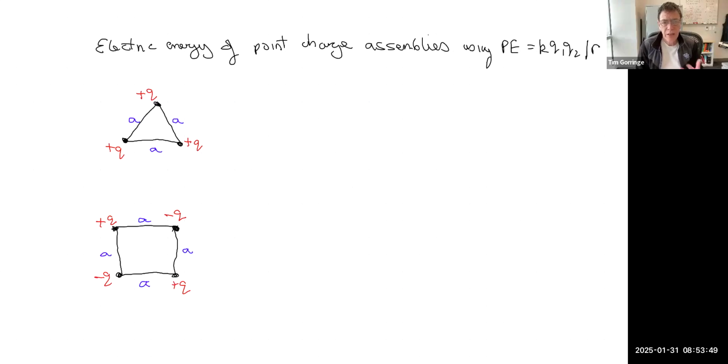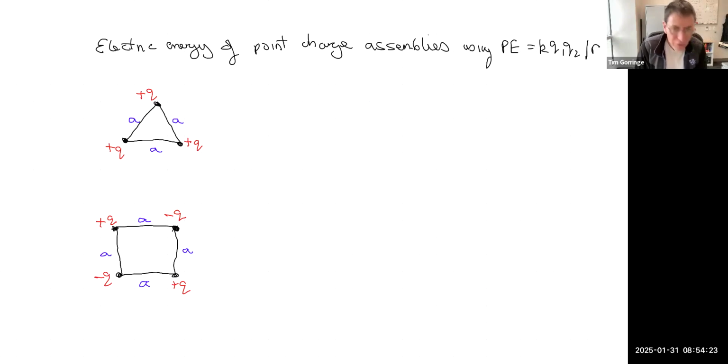Wanted to work through an example of calculating the electrical potential energy of an assembly of point charges for a couple of special cases. The two cases are a triangular arrangement of 3 charges and a square arrangement of 4 charges. So I pictured those arrangements over here on the left-hand side. Here's the triangle upstairs. Here's the square downstairs.